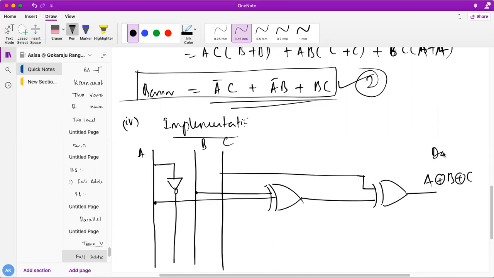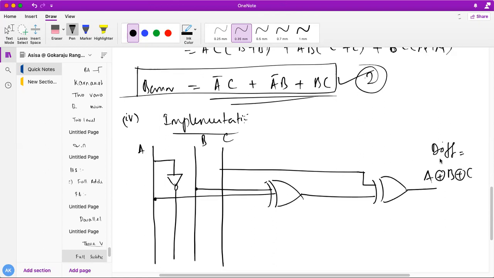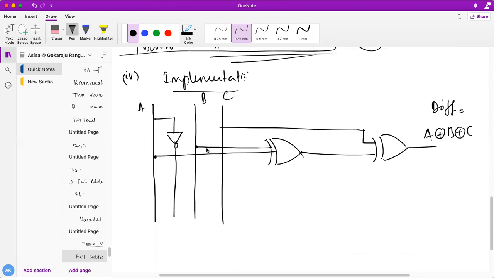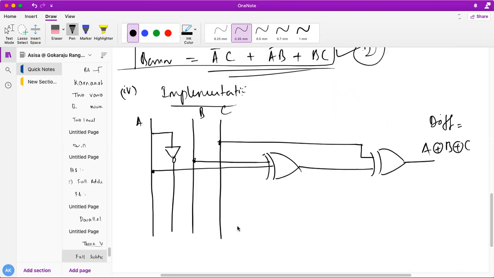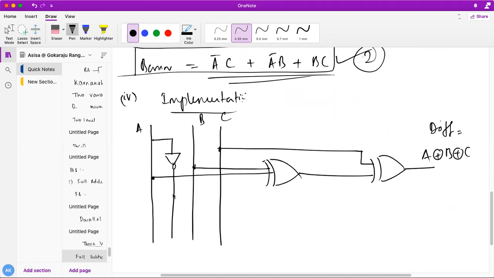So this is my difference. Okay, students, what I have done, very simple. I have just taken like this, and I have performed A XOR B XOR C. Next, what is my borrow? My borrow is A bar C. So where is A bar? This is my A bar, and this is my C, A bar C. Next, A bar B. This is my A bar, this is my B, A bar B.